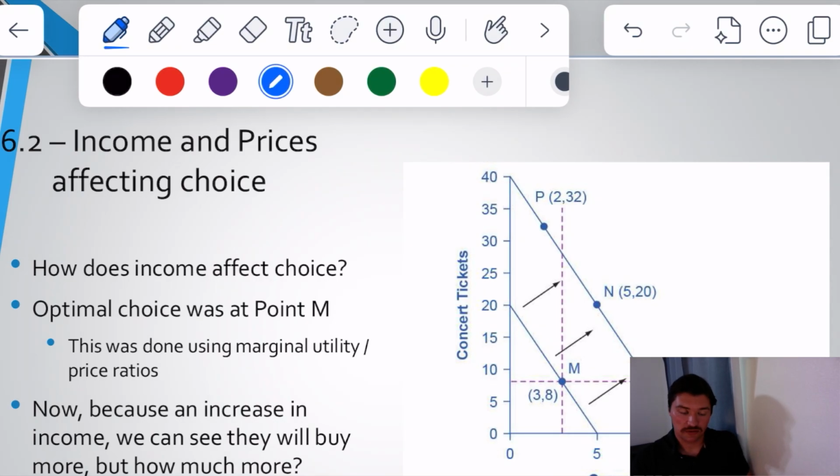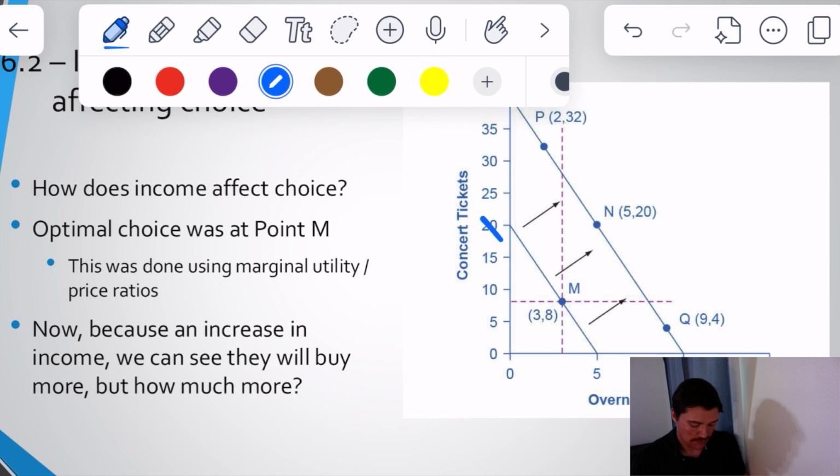Okay, so now let's look at how income and prices do affect your choice. On the initial one, we have our budget constraint right here. Let's say our optimal choice was point M, and we did this by using our margin analysis: marginal utility divided by price for both goods. This consumer decided that point M gives them the most utility.